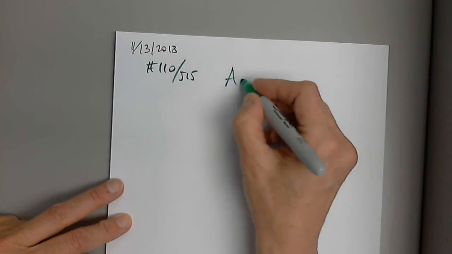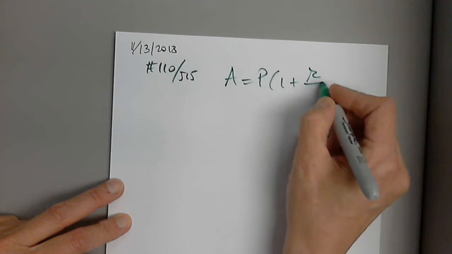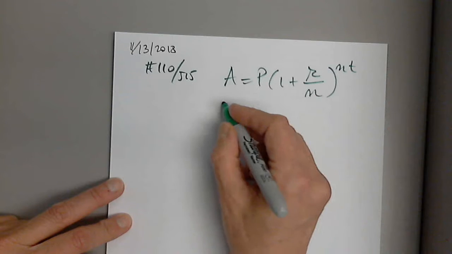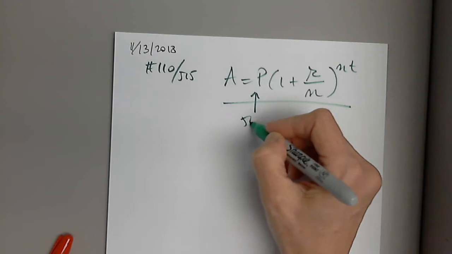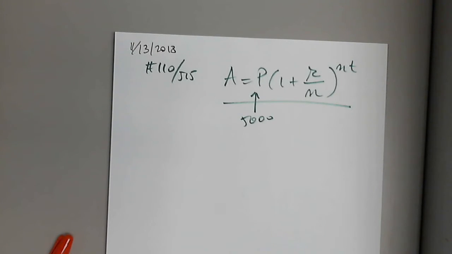We are given A equals P times (1 plus r over n) raised to nt. This will be given to you. This is the interest compounded n times per year. We are given that the amount invested, which is the principal, is 5,000. We are told that the accumulated amount is 9,000.